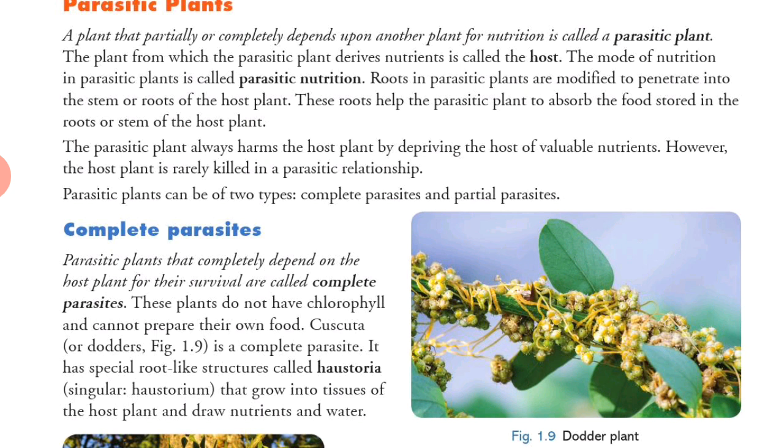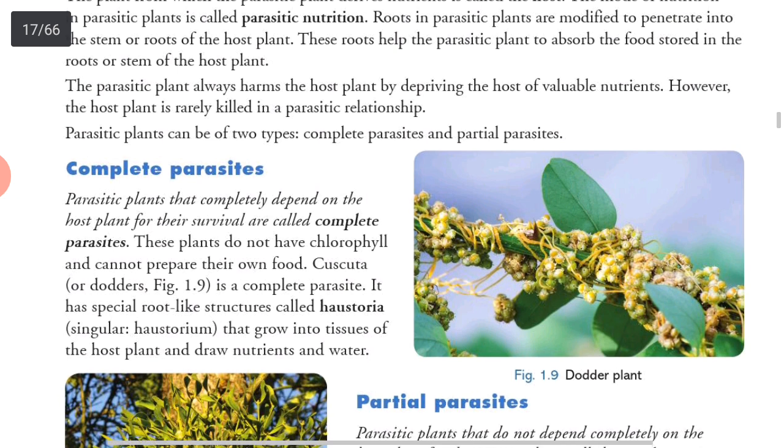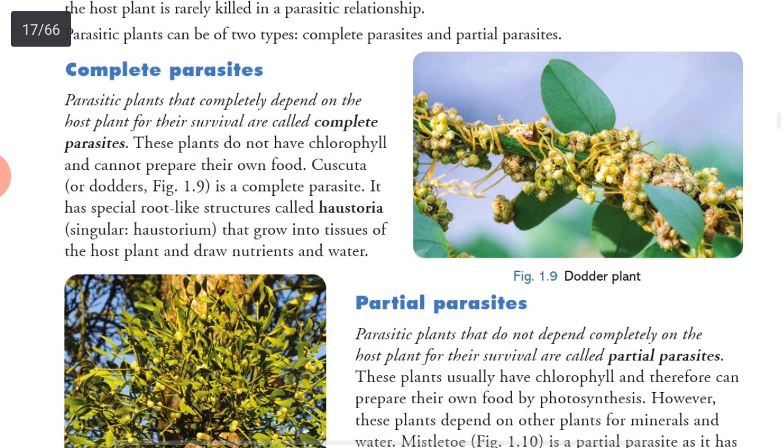Parasitic plants that completely depend on host plants for their survival are called complete parasites. These plants do not have chlorophyll and cannot prepare their own food. Cuscuta, Dodder are examples of complete parasites. Okay, it has special root-like structures called haustoria, singular haustorium, that grow into tissues of the host plants and draw nutrients and water. Dodder plants you can see over there. Okay, they are complete parasites.